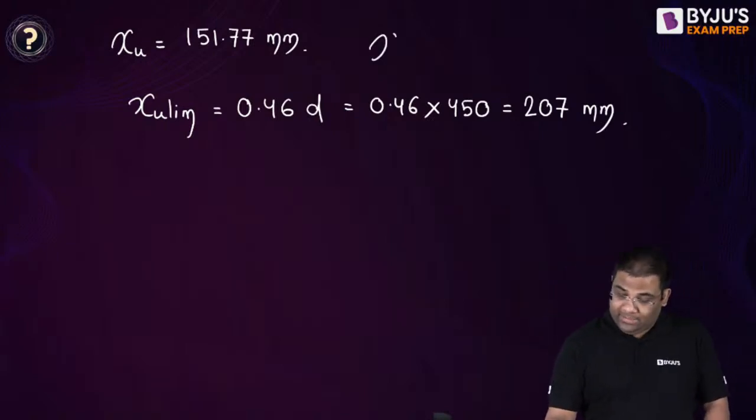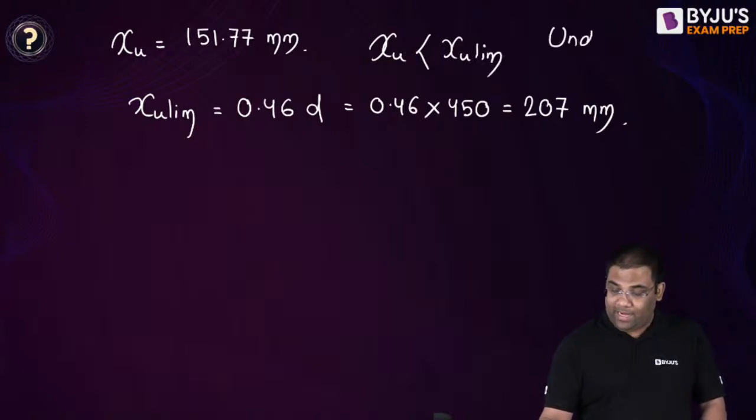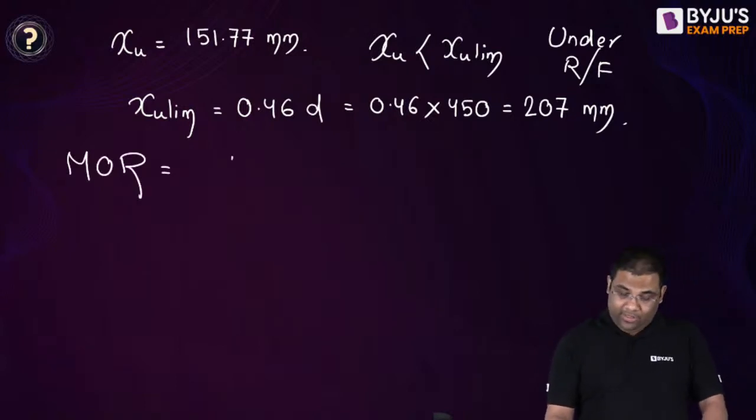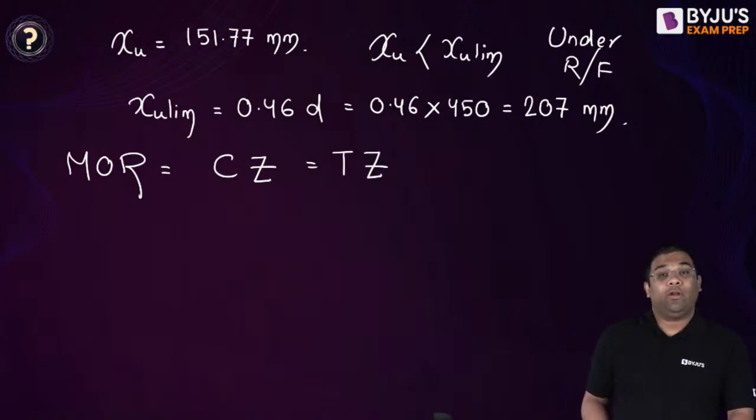Yes. So you see your XU is less than XU limiting. That means it's an under-reinforced beam. It is an under-reinforced beam. So directly MOR I can find out how? Simply, either you can find out C into Z or you can find out T into Z. Any formula you can use, right?